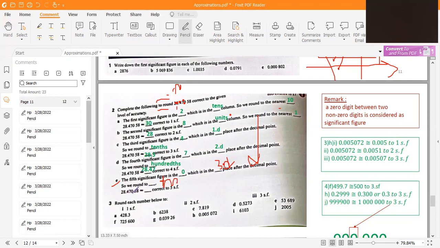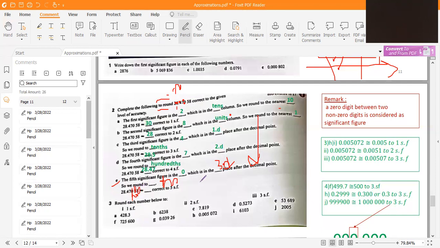So we are here. We look to the right: 5. We compare it to 5. 5 is equal to 5, so we add 1. We add 1 to 47, which gives 1, and we replace all the rest by 0.